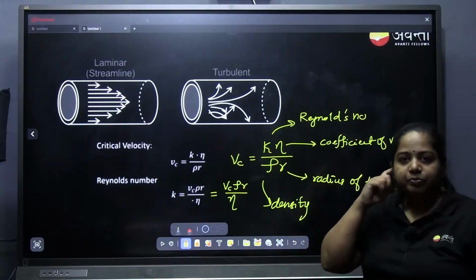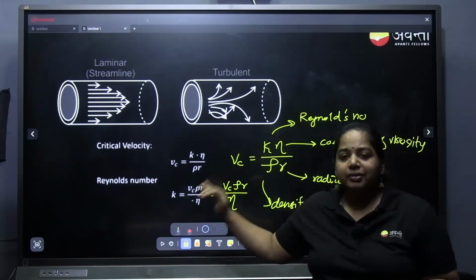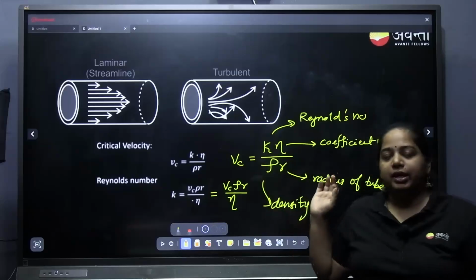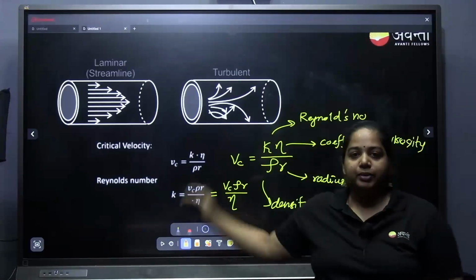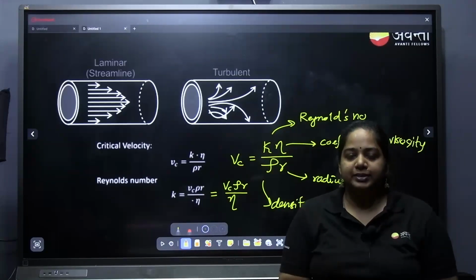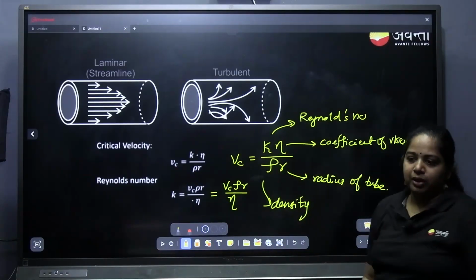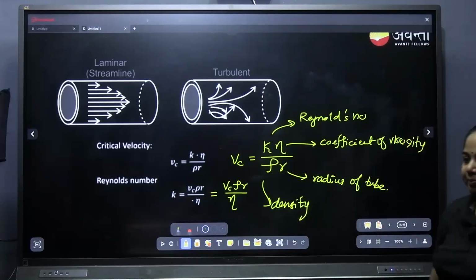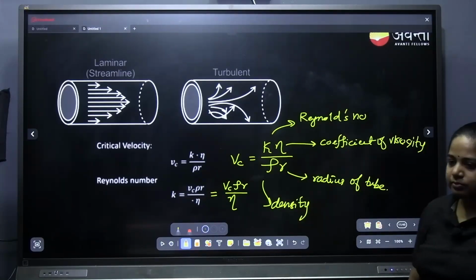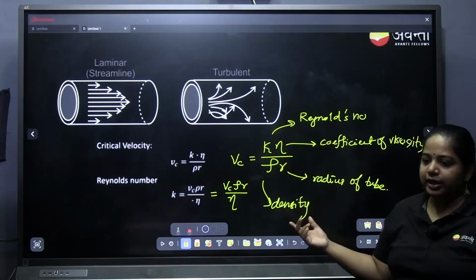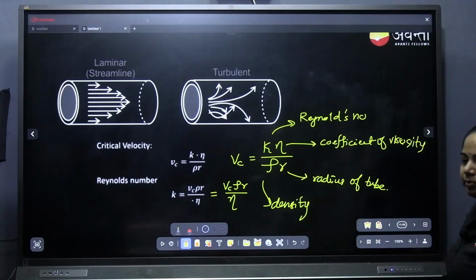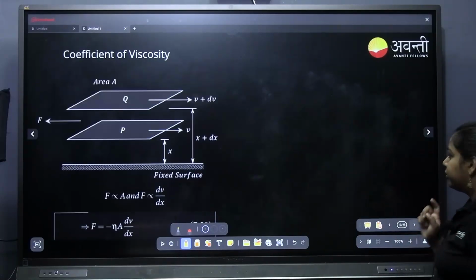From this you are not going to get any numerical. There will be only conceptual questions, no numericals with these formulas. Is that clear? Is there any doubt regarding turbulent flow or laminar flow? Okay, so we will move to the next.